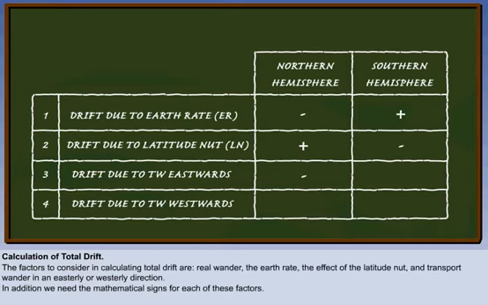The earth rotates in an easterly direction, so transport wander in an easterly direction will complement this rotation. Therefore, the sign in the box will be a minus for the northern hemisphere and a plus in the southern hemisphere. Transport wander in a westerly direction will produce an error which will be opposite to earth rotation or earth rate, so the sign must be plus in the northern hemisphere and minus in the southern hemisphere. We now have all the signs we need, so let's have a look at some typical drift rate questions.